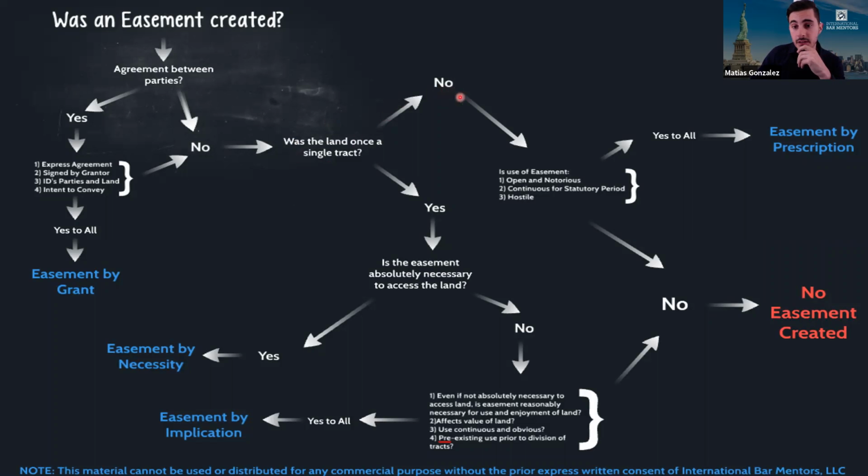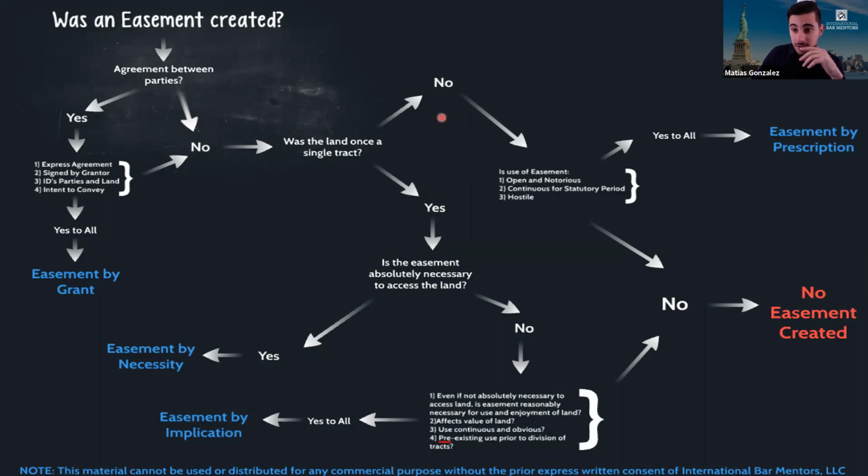Then we go up through here where easement by prescription, right? So you ask yourself, is the use of the easement open and notorious? Is it continuous for the statutory period? Is it hostile, right? And if you answer yes to all, then you have an easement by prescription. If you don't answer yes to all, then no easement was created. Does that make sense? And so I ask as if this is not a pre-recorded lecture, like as if you guys can answer me. But if it doesn't make sense, then rewind me and go through it again, right?